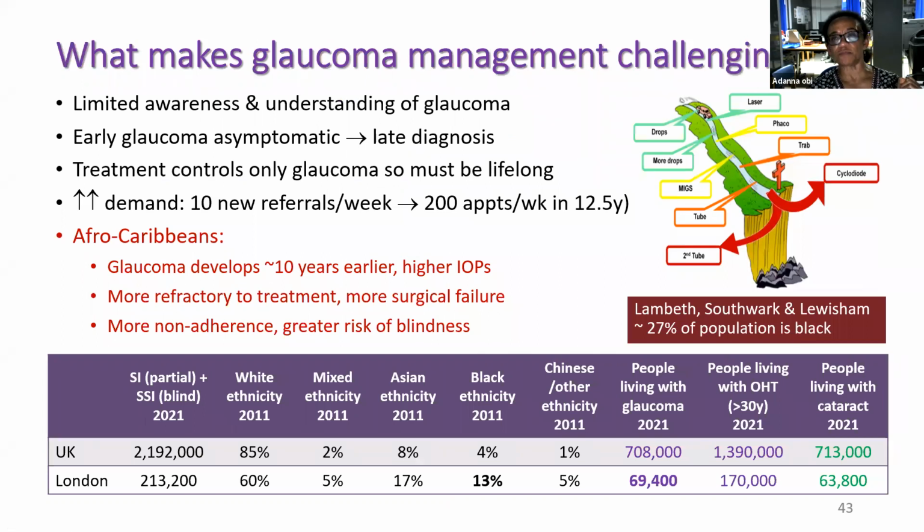But glaucoma is a real problem. It's a greater problem in Afro-Caribbeans. Glaucoma develops earlier, it's more refractory, surgery tends to fail, and there are greater issues, okay? And that's a real problem for us in Southeast London because we have a really high black ethnicity mix, okay? In Lambeth, Southwark and Lewisham, and St Thomas's in Lambeth, 27% of our population is black. So 30% of our patients in our clinics and above will be black.